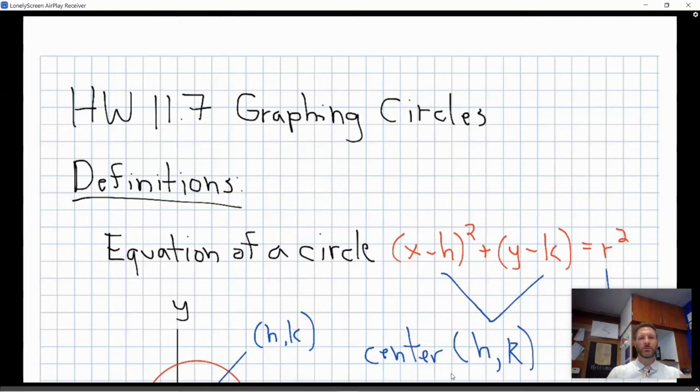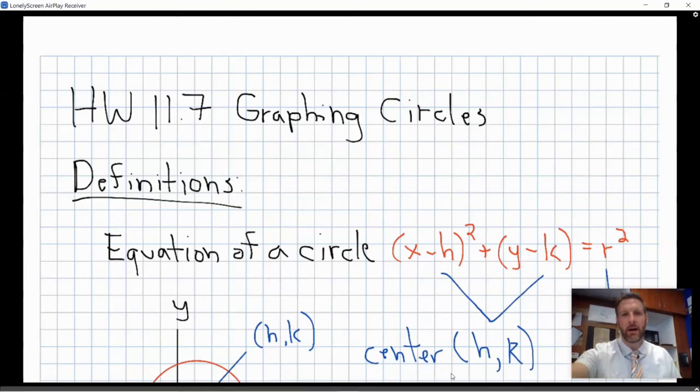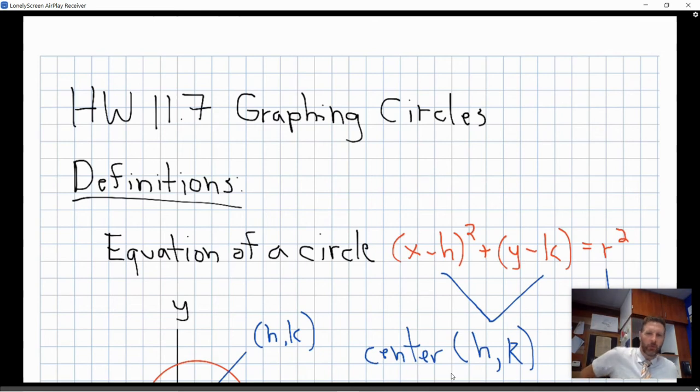Hello, geometry students. Welcome to the final lesson for chapter 11 on graphing circles. Might even be for some of you the very last lesson of the entire geometry year. So praise the Lord. Let's jump right in. It's a pretty quick one.